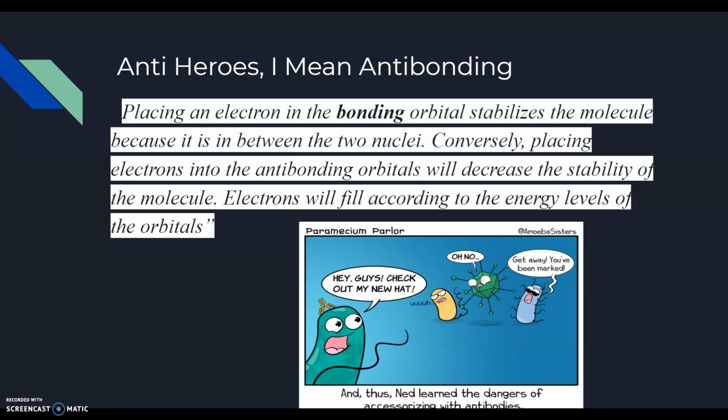On to the next thing. This title is Antiheroes, anti-bonding. So just like what I showed on the slide, placing an electron in the bonding orbital stabilizes the molecule because it is in between the 2 nuclei. Conversely, placing electrons into the anti-bonding orbitals will decrease the stability of the molecule. Electrons will fill according to the energy levels of the orbitals.